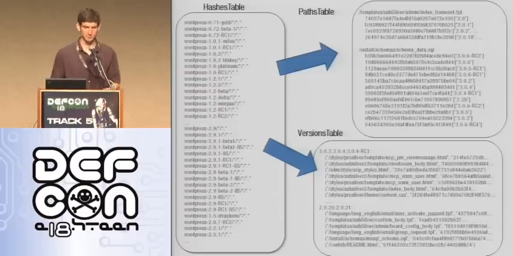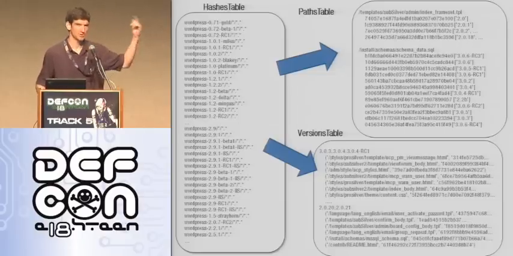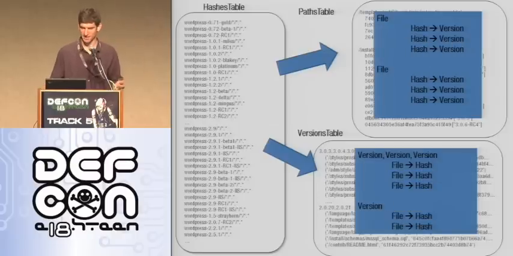So here it is, sort of in brief. We've got WordPress, various versions, /*, everything under there we want. And we're going to put it into a paths table and a versions table. It's a bit of an eye chart for people in the back. So here's what it breaks down to. Files, keyed by files, values are hashes to versions, versus keyed by versions, and values are files to hashes.